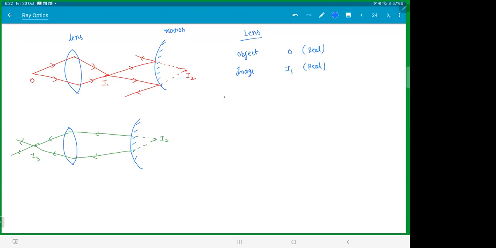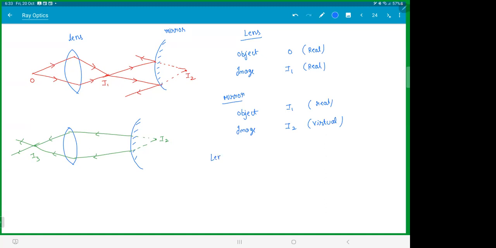Then, if you ask the mirror, who is your object? Now see, depending on who is your object and who is your observer, object and image can change. The mirror will say, my I1 is my object, and that is real because rays are actually coming from there. I2 is my image. Light rays appear to meet there, but they don't. It's actually virtual. When you extend them, they appear to meet.